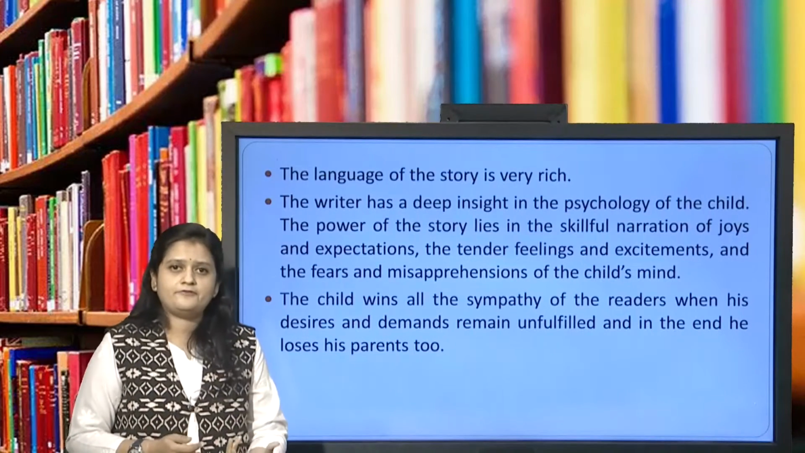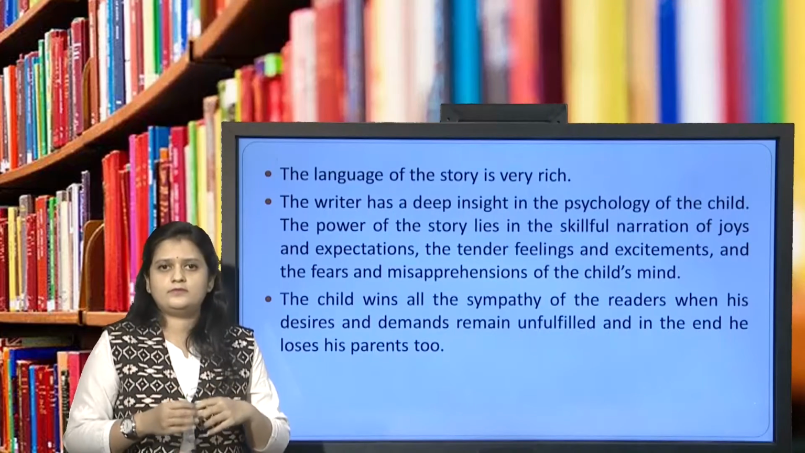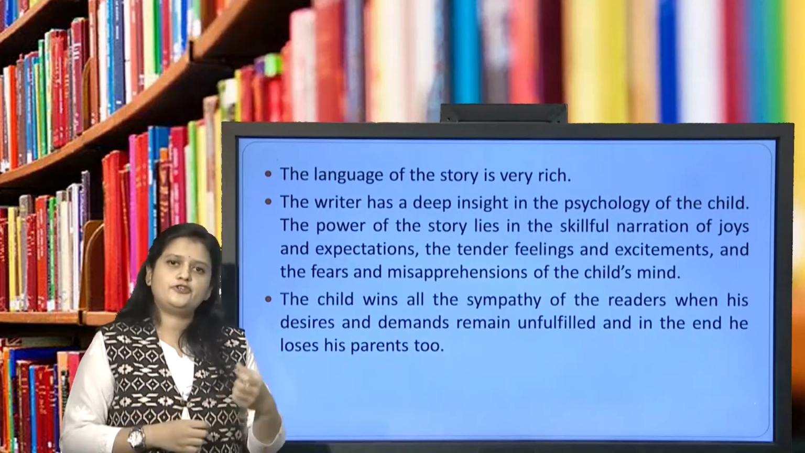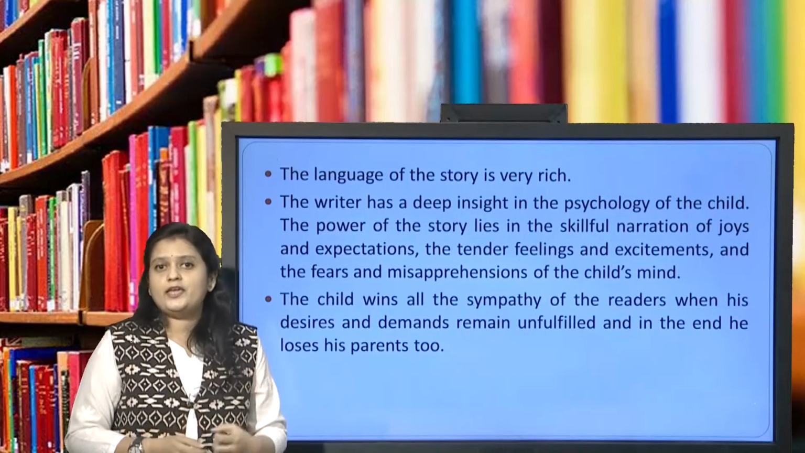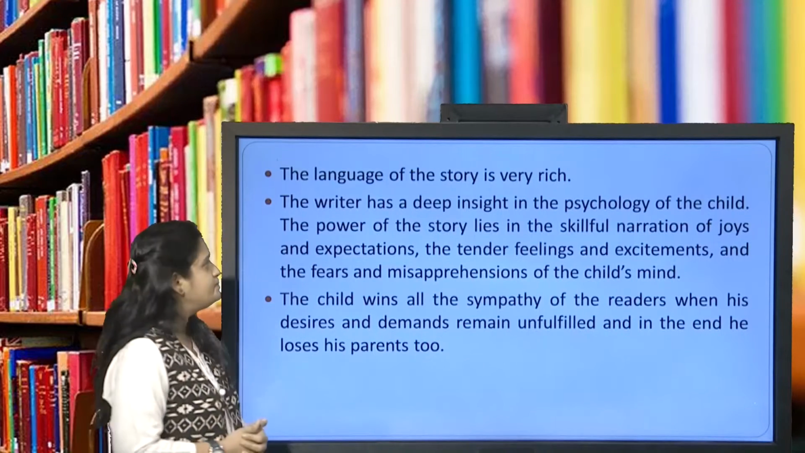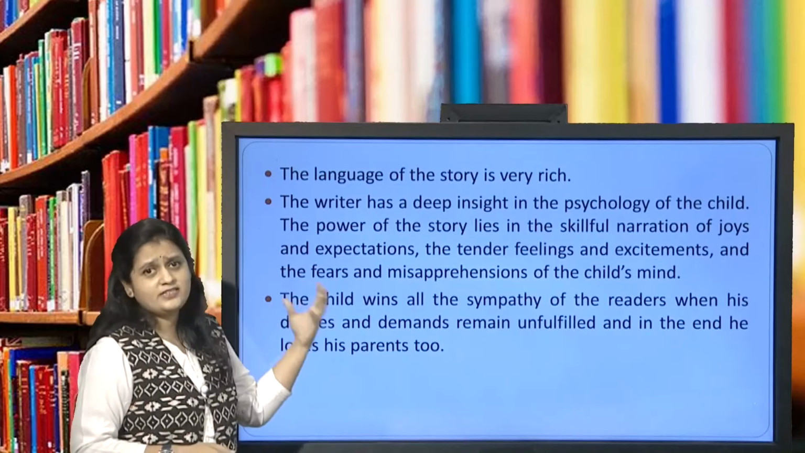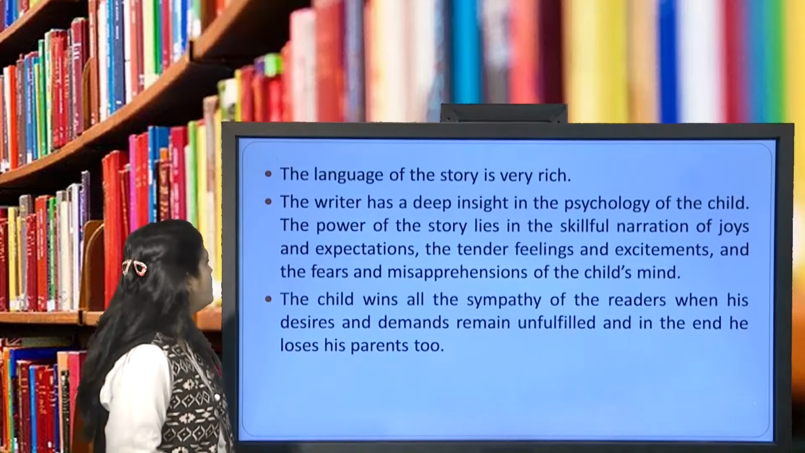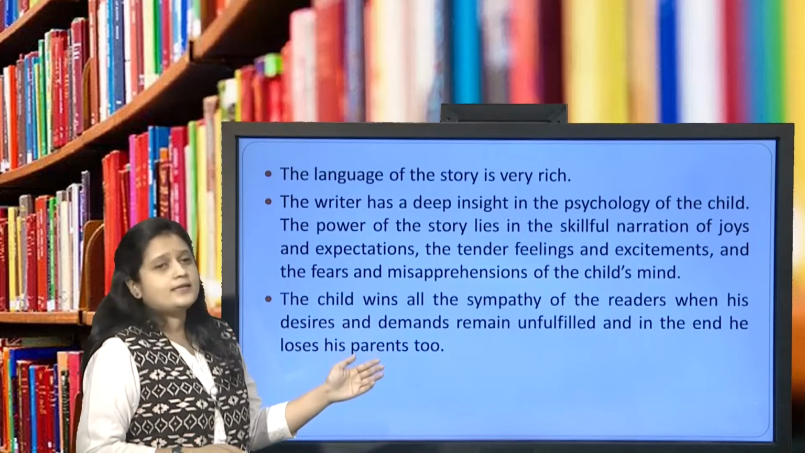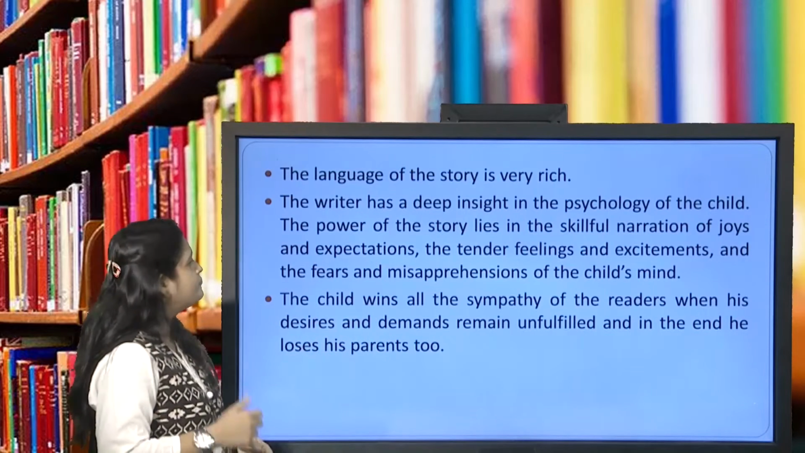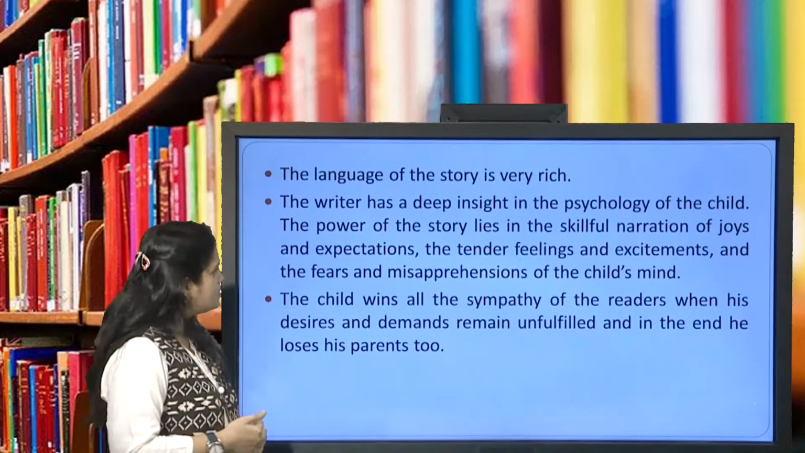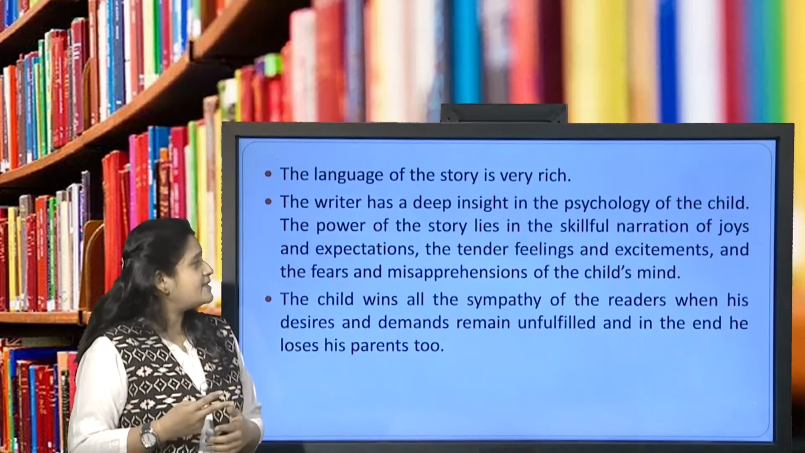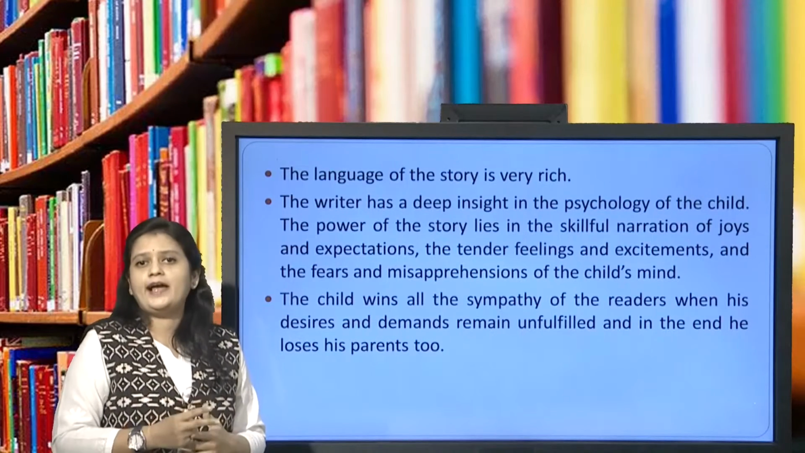And if you have experienced a similar kind of event in your life as a child, then it is surely going to make you empathize with the child. And the writer has a deep insight into the psychology of the child. The power of the story lies in the skillful narration of joys and expectations, the tender feelings and excitements, and the fears and misapprehensions of the child's mind.